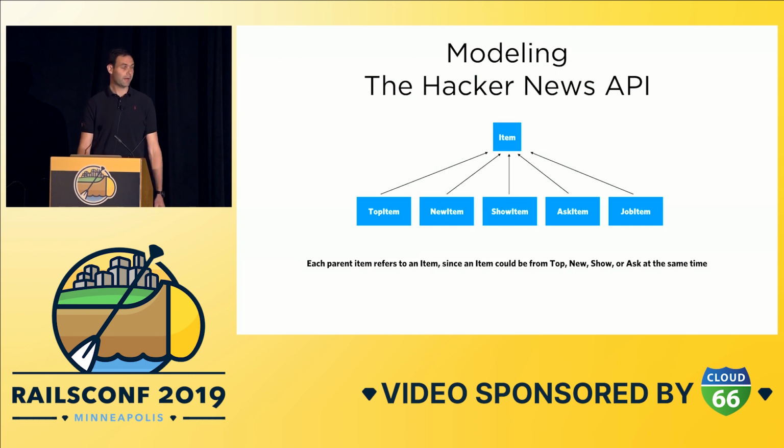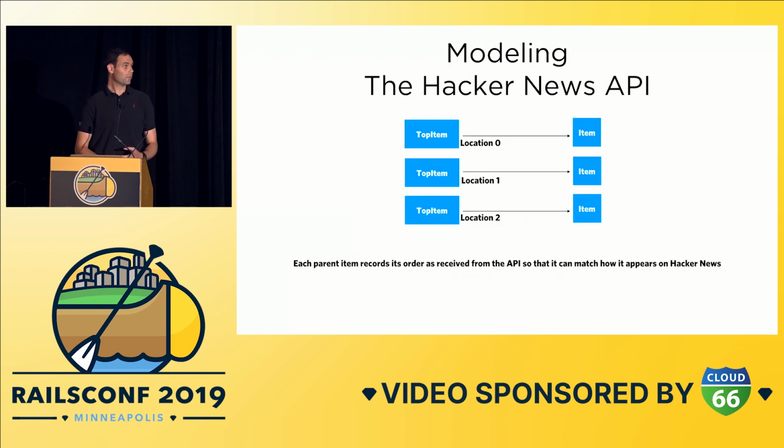So top stories have a corresponding top item, and new stories have a corresponding new item all the way down the line. One thing that those parent records have is they also keep track of the location where things come in the list. So for each of those categories, when we hit the endpoint, you just get the IDs in an order, and you want to keep that order in order to match what the specification wants. So that's another reason for having this separate category relating to an item. This allows us to move the items as they change in position, depending on how they're voted on or how they appear, or they get cycled out of the Hacker News web feed.